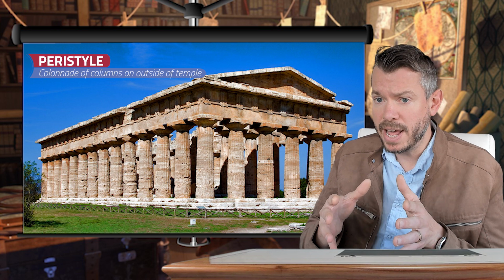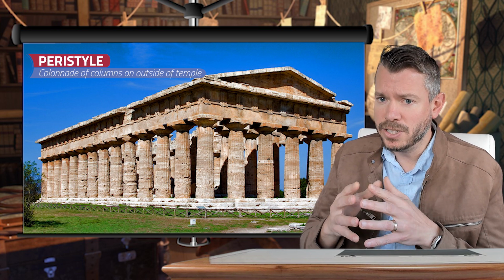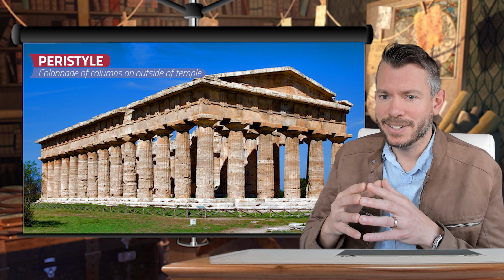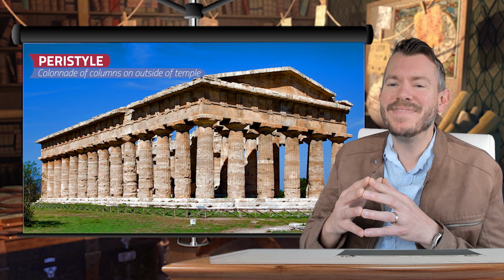So if you want to sound extra sharp, count the columns along the front, multiply by 2, and then add 1. Chances are, that's how many columns run along the sides. Greek symmetry at its finest.